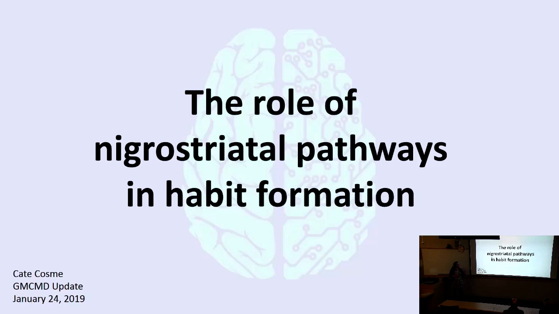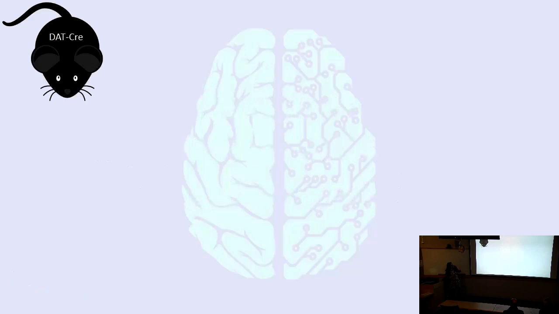What I'm really focusing on here is habit formation and how these neurons change as we go from a goal-directed behavior to something that's more habitual. To do this, I'm going to be using fiber photometry. I start with DAT-Cre mice here.